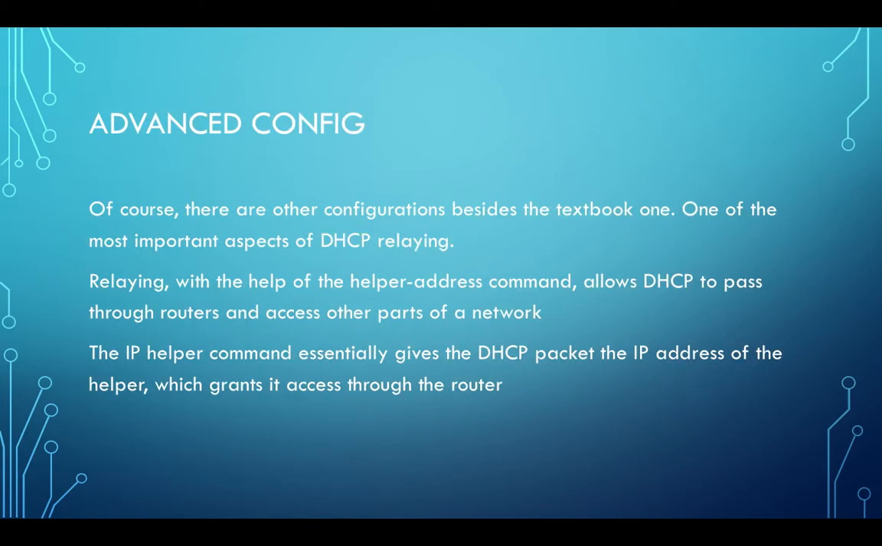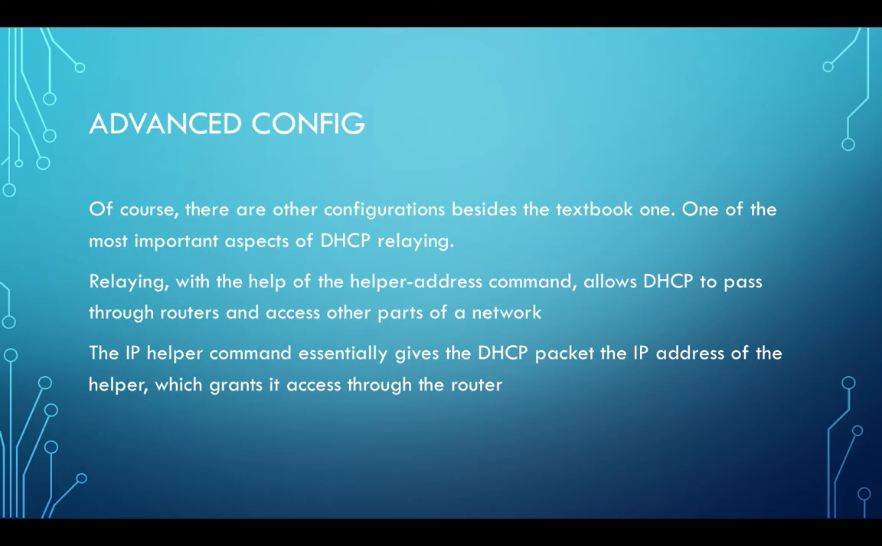Now, I mentioned this earlier in the slide. I'm going to get into some advanced configuration. Of course, there are more configurations besides the textbook vanilla DHCP config. One of the most important aspects of this advanced configuration is DHCP relaying. Relaying, with the help of the helper-address command, allows DHCP to pass through routers and access different parts of a network.